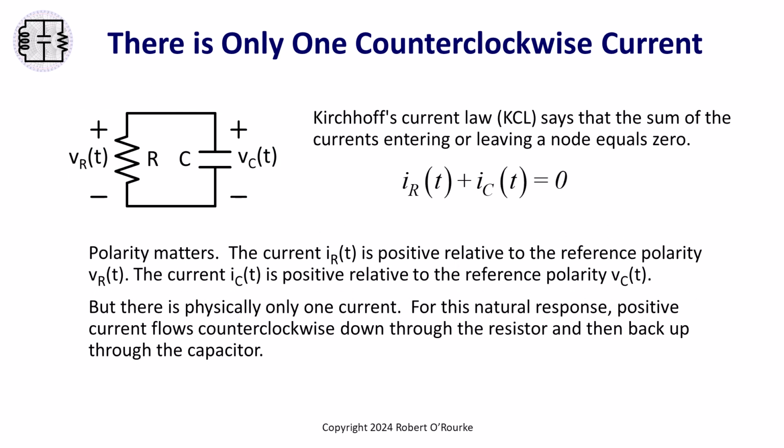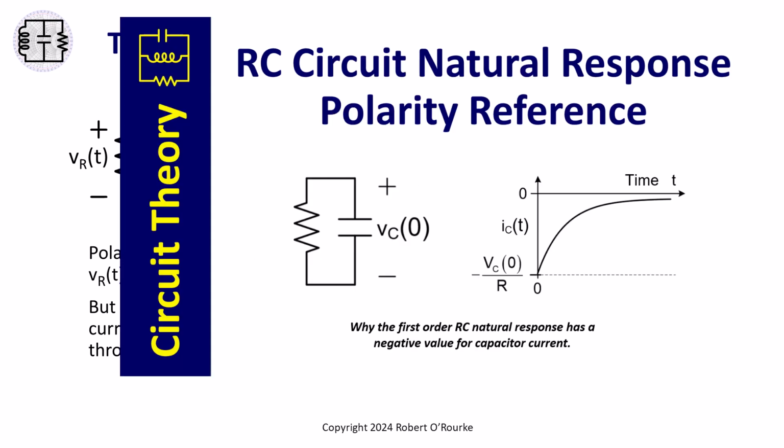There is also only one current in the circuit, and we know that current flows counterclockwise around the loop, making the resistor current positive and the capacitor current negative relative to the marked polarities. For more detail on current polarity, please view our video, RC Circuit Natural Response Polarity Reference.